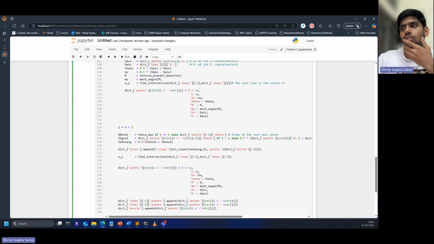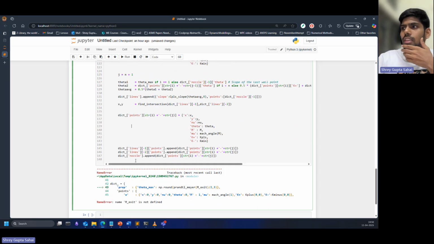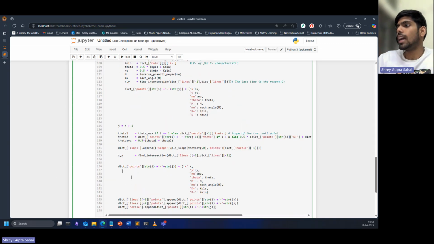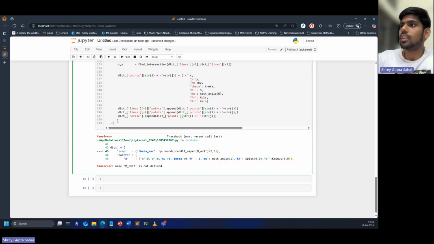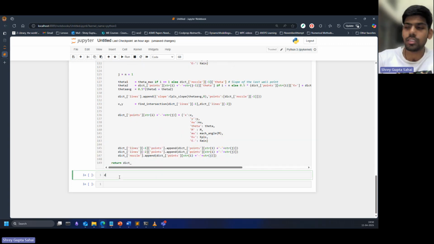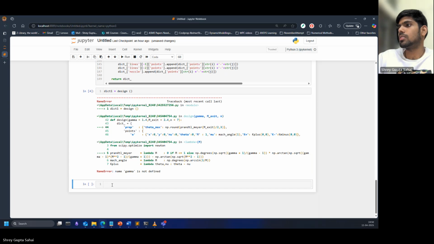So then we find the local slopes and then we average it out, calculate the intersecting point, save it, save all the nozzle points, and that's it. We are done. Okay, so now with that, let's return a dictionary. That's it. That is what you're going to do. Now, dictionary one is design. What is the issue?